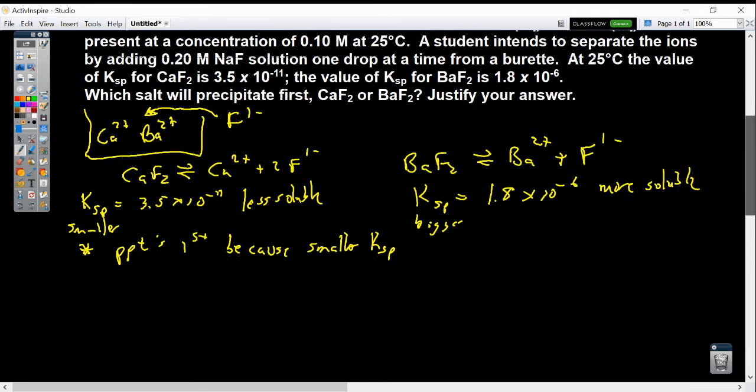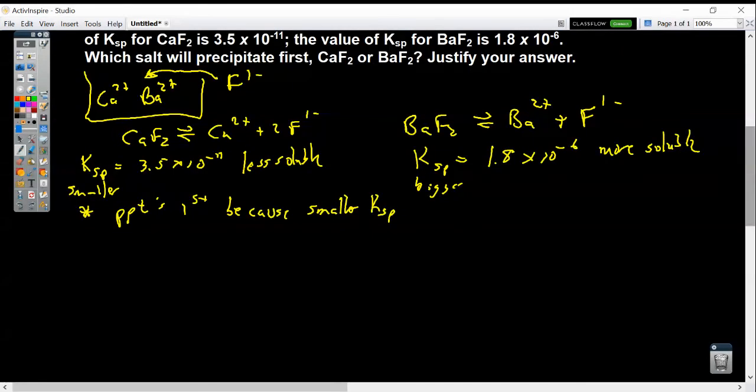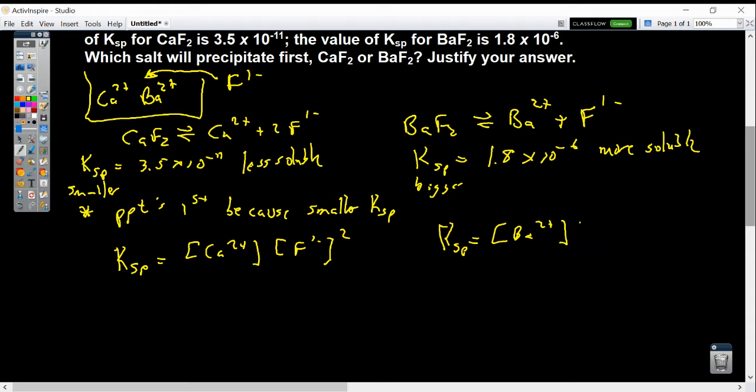But I think that's kind of a crappy explanation in a way. Some of you are going to want to see the math. So let's look at those KSP expressions. KSP is going to equal calcium times fluoride squared. For the other, KSP is barium times fluoride squared. Now we know their KSP values, 3.5 times 10 to the negative 11th, and 1.8 times 10 to the negative 6.